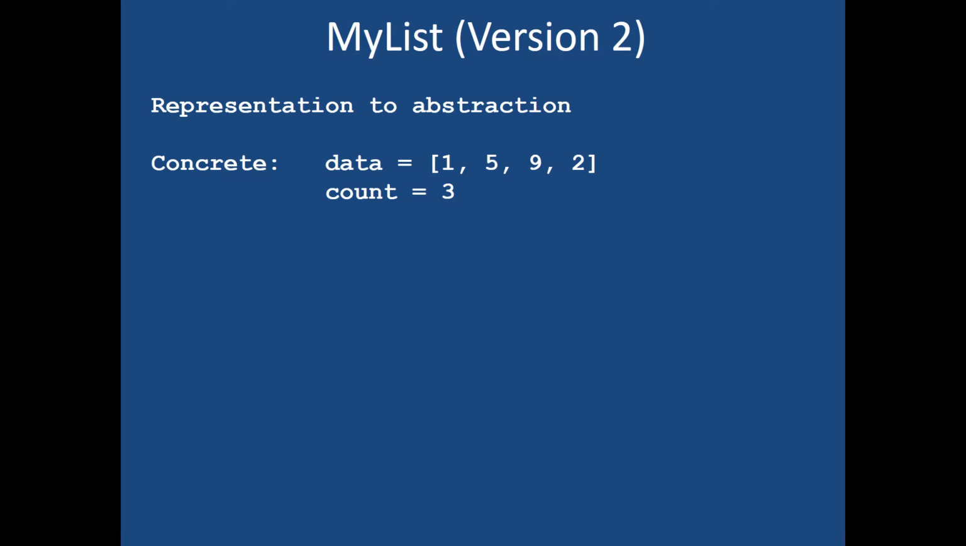Yeah, it's set from 0 to count - 1. So it's the first 3 elements, basically. First count elements. So that represents the 1, 5, and 9. Well, what about the 2? What if we change that 2 to an 8? Would it change our answer? No. It doesn't matter what's stored in that last element of the array. It's not participating in representing the list right now. It's just room to grow. It's room for future storage.